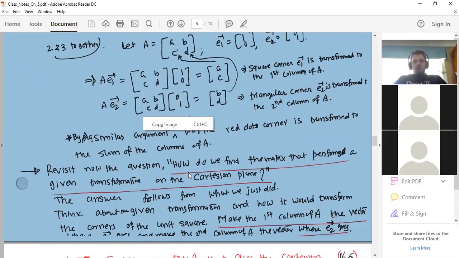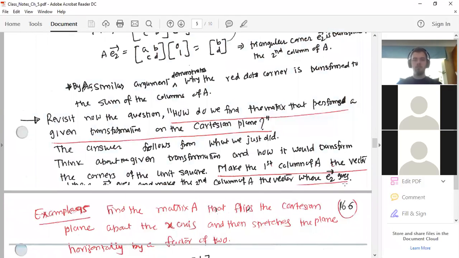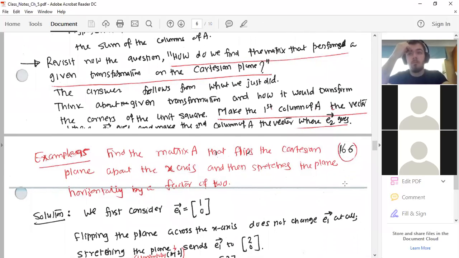Revisit the question: how do we find the matrix that performs a given transformation on the Cartesian plane? The answer follows from what we just did. Think about the given transformation and how it would transform the corners of the unit square. Make the first column of A the vector that E1 goes to, and make the second column of A the vector that E2 goes to. That's what we saw.